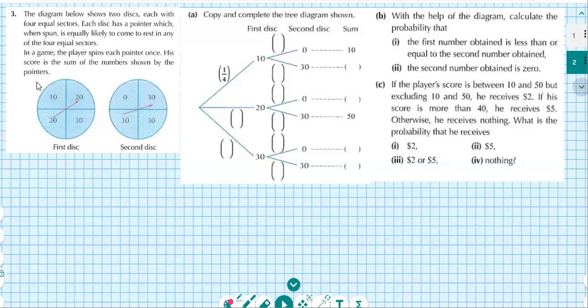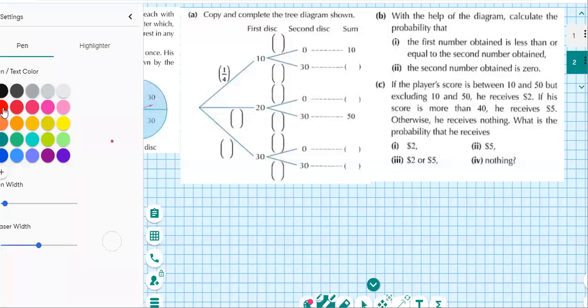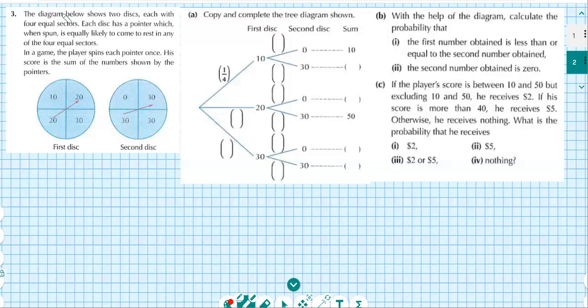So each sector has equal chances. So both are fair disks. First disk, numbers written: 10, 20, 20, and 30. Second disk, numbers written: 0, 30, 30. These are the scores. In part A, we have to complete this tree diagram.